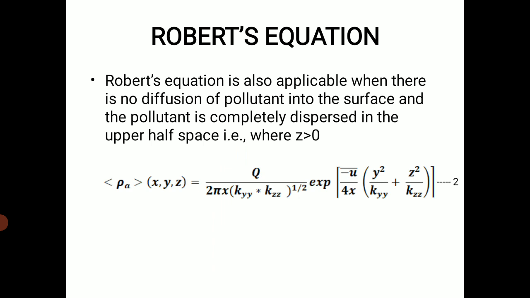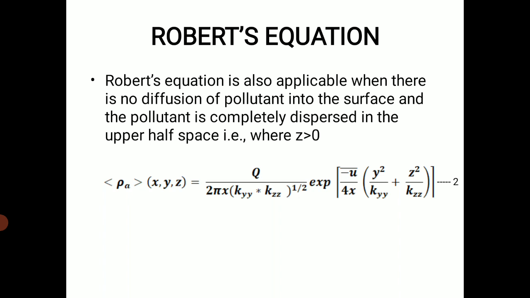Okay, so the only difference between the first equation and this equation is that in the previous equation it was q divided by 4 pi x and in this equation it is q divided by 2 pi x. Only that difference is there, and all the parameters are just the same as the previous equation. Rho stands for mass concentration of pollutant, q stands for source strength, kyy and kzz are the diffusion constants, u bar is mean wind velocity, and x, y and z are the coordinates.